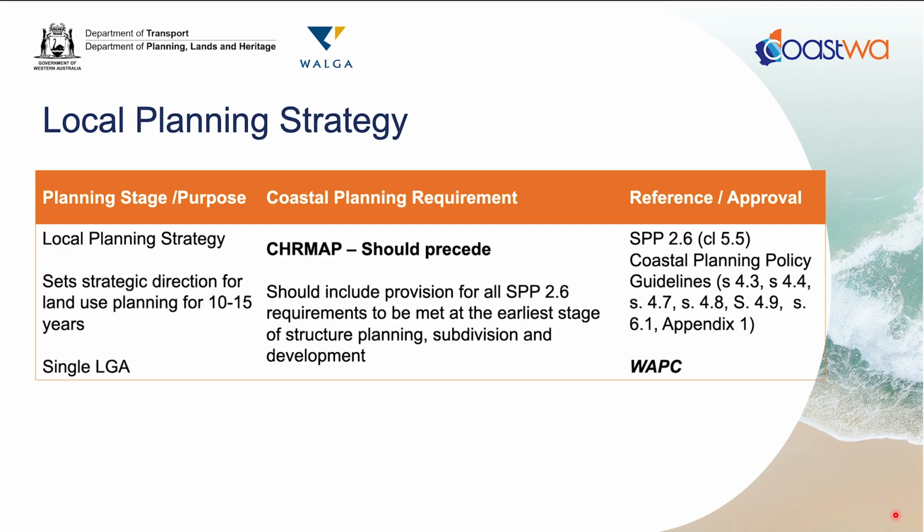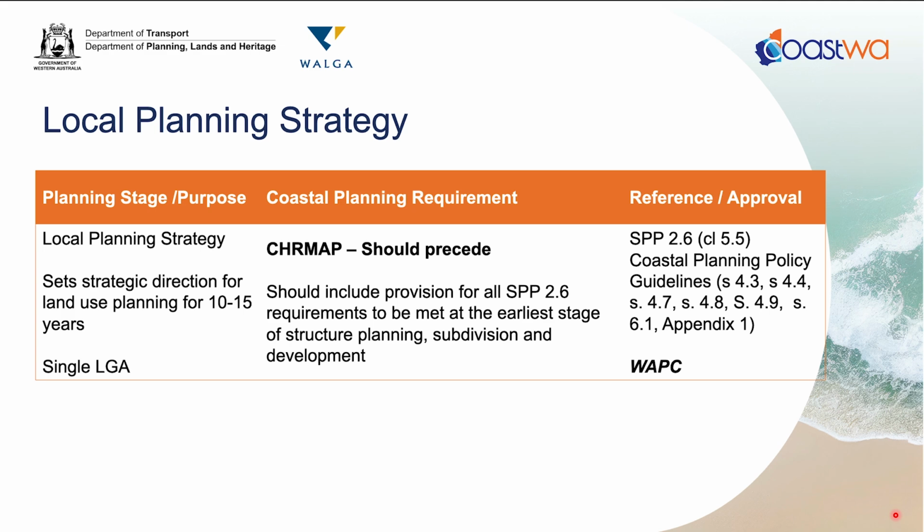Next down, we have the local planning strategy level of the planning system. This is the document at a local government level that sets the strategic direction for land use planning for 10 to 15 years. The local planning strategy guides any changes to the local planning scheme. So it's quite important that any coastal planning requirements are introduced in the local planning strategy. With a note there that a CHRMAP should precede a local planning strategy. That has not historically always been the case, but certainly would be now.